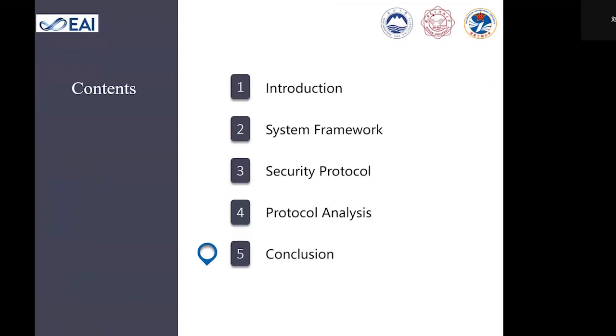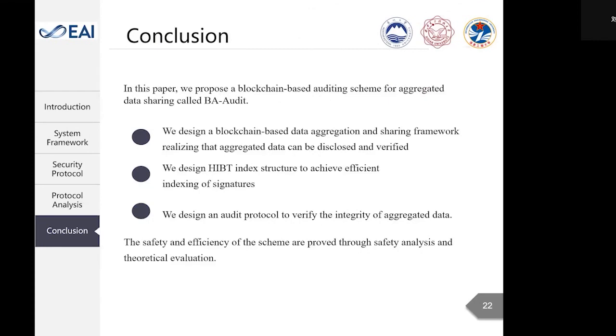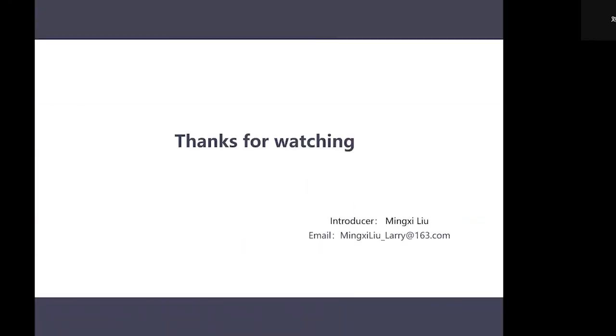In the conclusion section, we review our work and contributions. We propose a blockchain-based auditing scheme for aggregated data sharing called BA-Audit. For details, we first design a blockchain-based data aggregation and sharing framework. Then we design the HEFT index structure to achieve efficiency. Finally, we design an audit protocol to verify the integrity of aggregated data. That's all. Thank you.